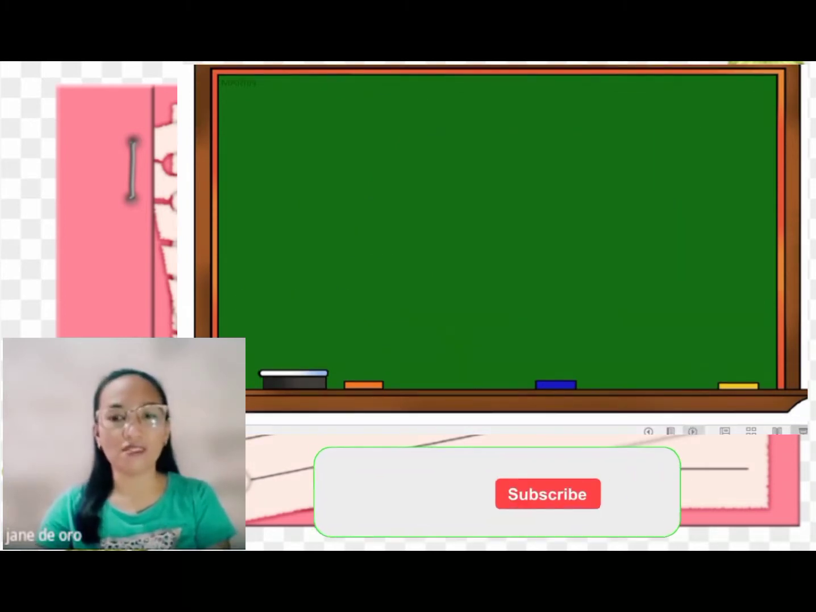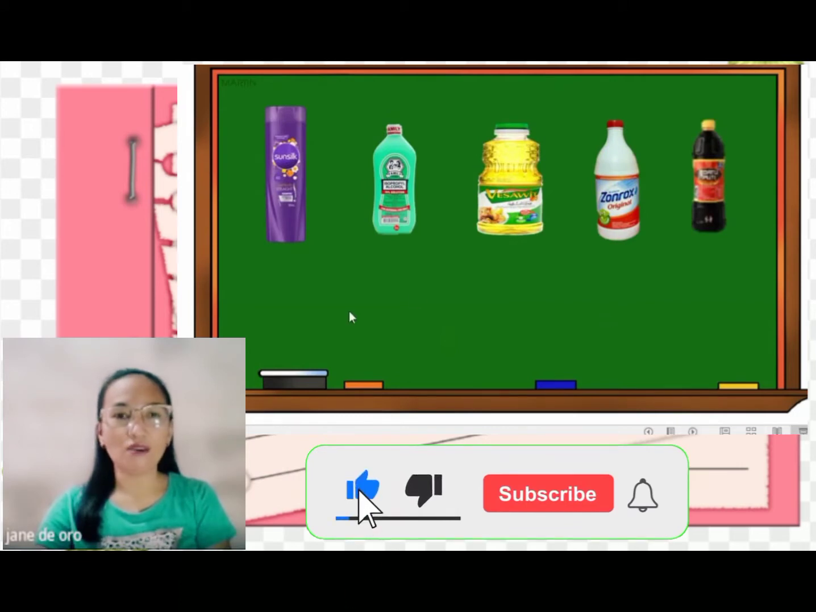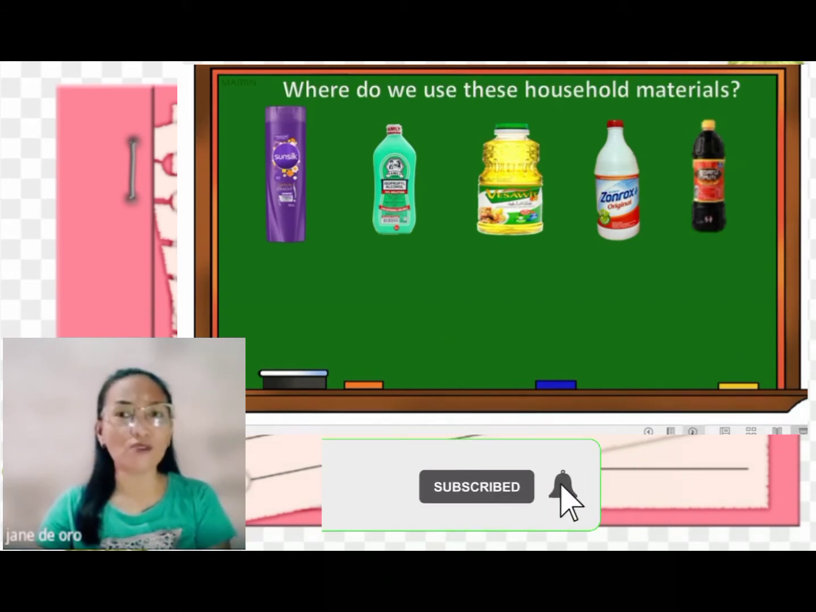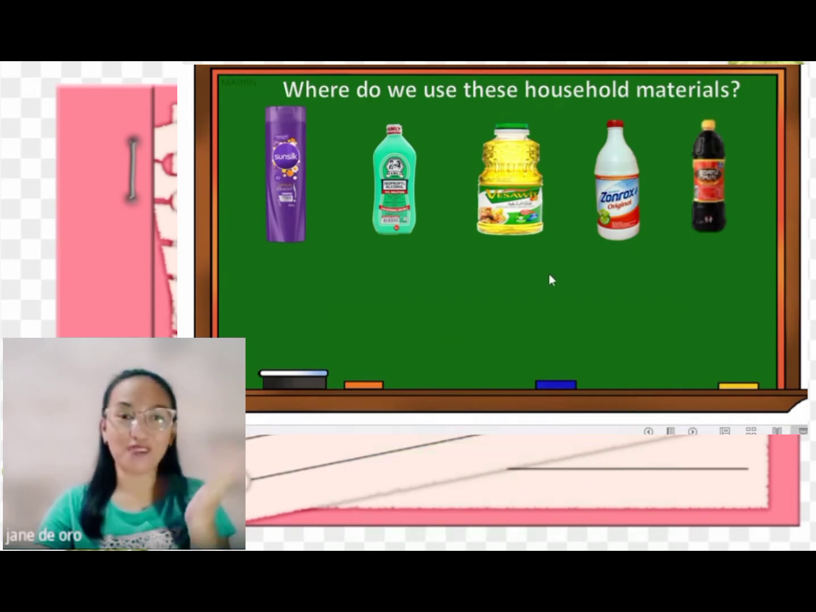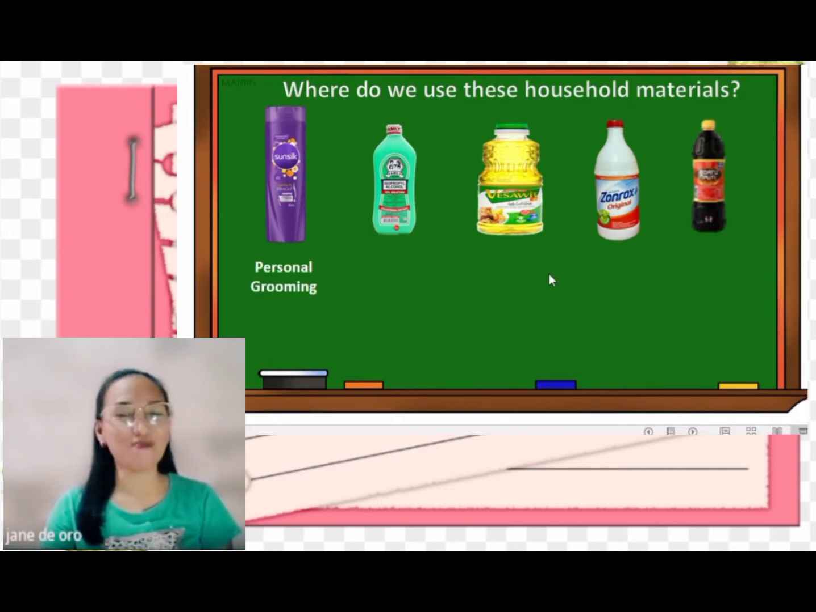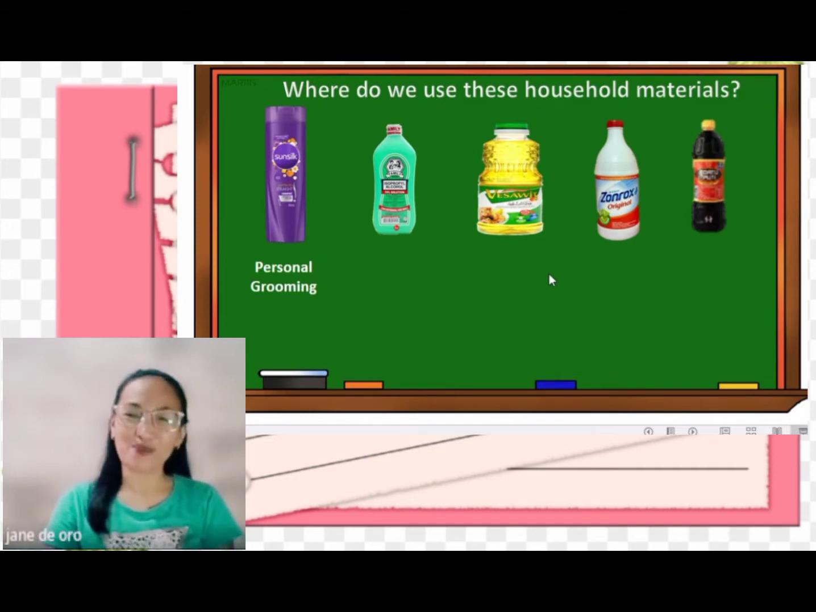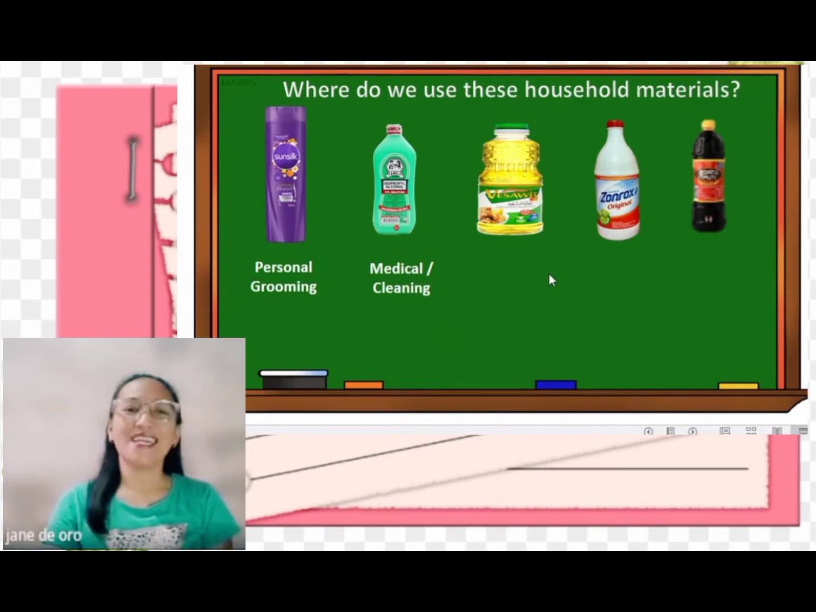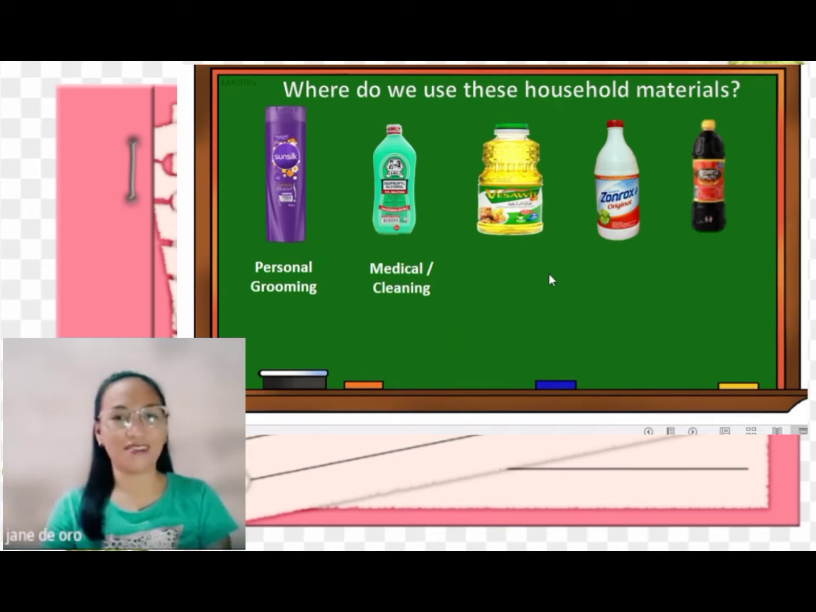To start with, I would like you to look at the following pictures. Where do we usually use these household materials? Let's have the first one. Yes, it's a shampoo and it is used as personal grooming. You're right. Next one. What about the rubbing alcohol? Yes, it is used as medical and cleaning agent.